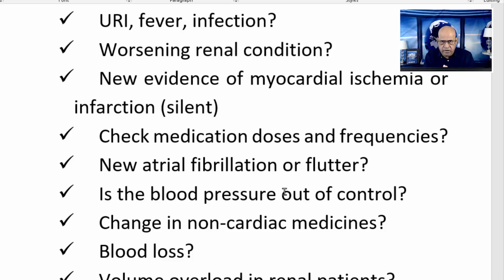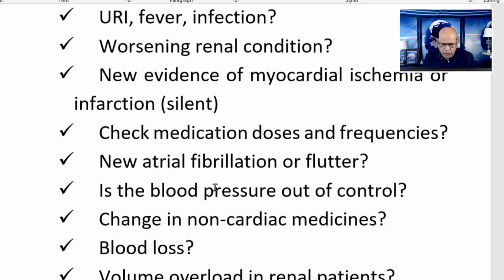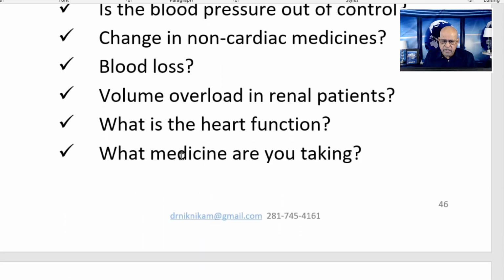And palpitations. If the patient has a history of sinus rhythm, and if they develop palpitations, did this patient develop this rapidly, or did this come on gradually? A gradual onset may just suggest worsening of heart failure, versus a rapid onset may suggest onset of atrial fibrillation with rapid ventricular response, or a rapid ventricular response in a patient with pre-existing atrial fibrillation. Is the blood pressure out of control? Have there been any changes in the non-cardiac medications?